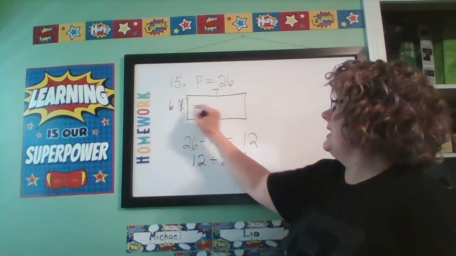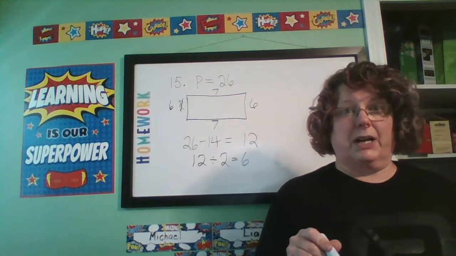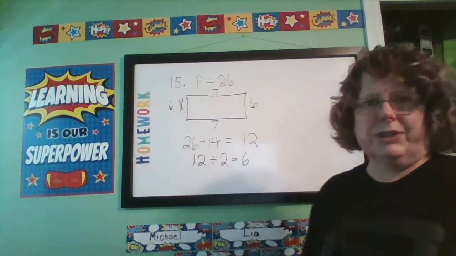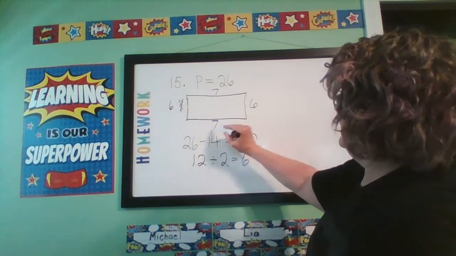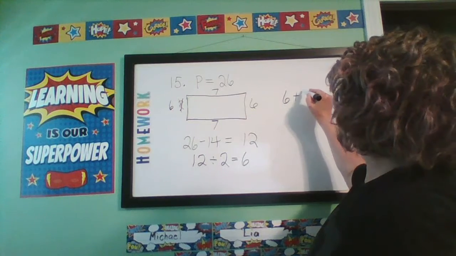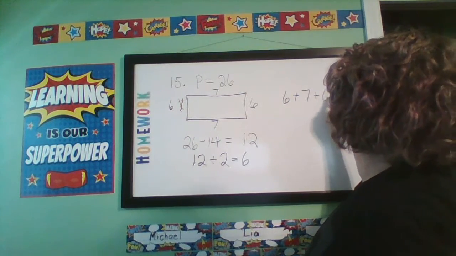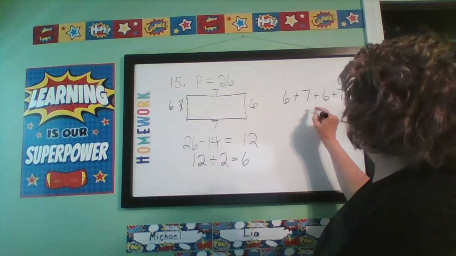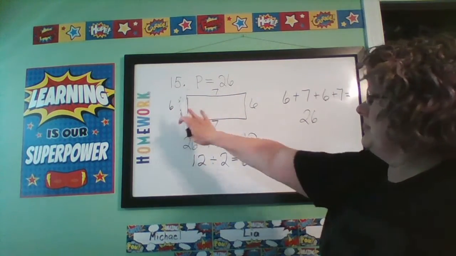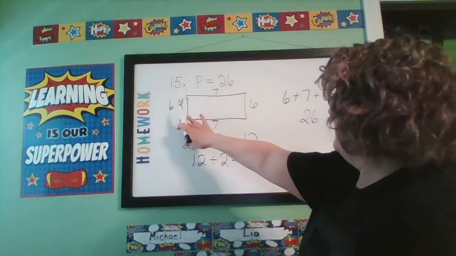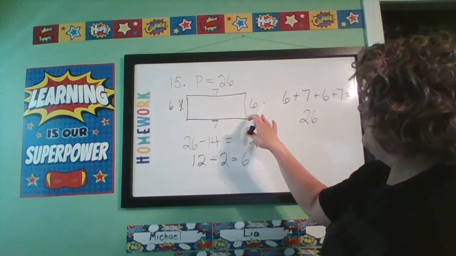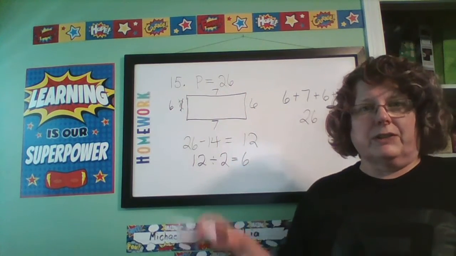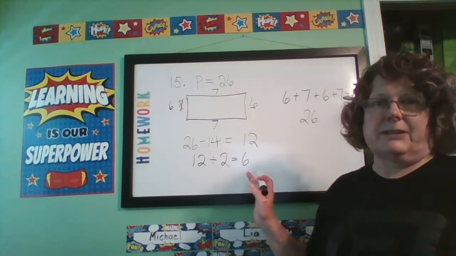Now, you should never get these wrong. And here's why. You can check your work. So I am going to check and make sure that when I add my sides together, they equal 26. So if I add 6 plus 7 plus 6 plus 7, I am going to get 26. So that means my answer is correct. If I had put 12 there, I would have had 12 plus 12 is 24, plus 14 is 38. I would have been way over. So make sure that you check your work after you find those sides.